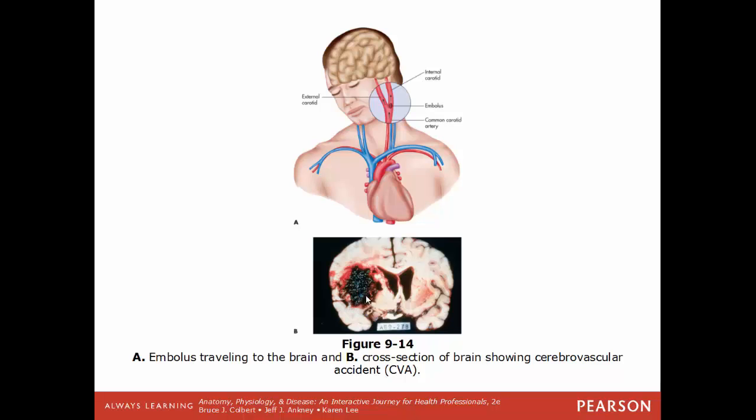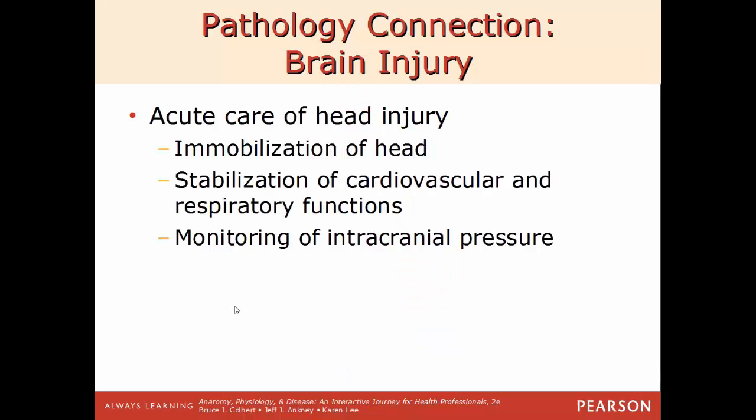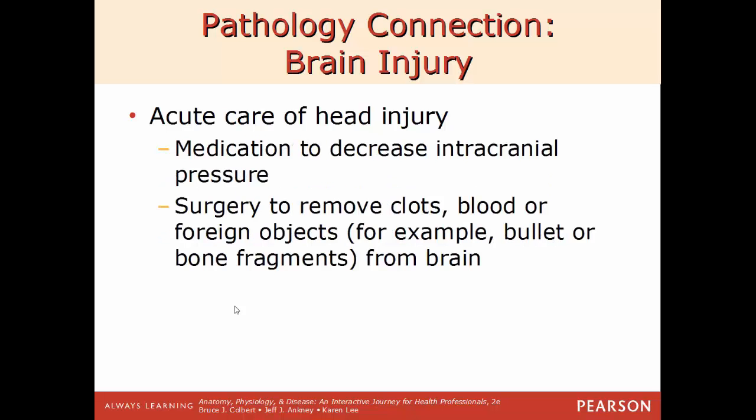All this tissue that's in this darkened color is now dead and can't be repaired. The acute care of head injuries includes immobilization of the head, stabilization of the cardiovascular and respiratory functions, and monitoring the intracranial pressure. You can also have medications that will decrease the intracranial pressure. You can also have surgeries to remove any blood clots, foreign objects, or blood from the brain.